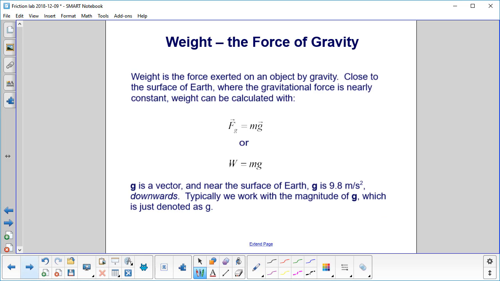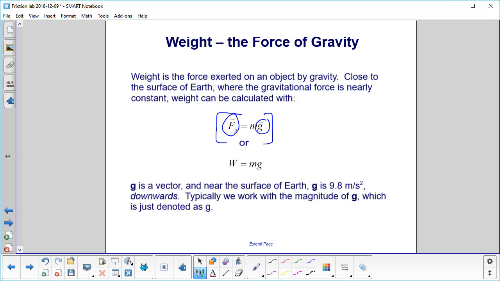Forces. Let's start with weight, which is due to the force of gravity. Close to the surface of the Earth, where the gravitational force is nearly constant, we can calculate weight as the force of gravity equals mg, and notice we're showing force of gravity as a vector, and also the acceleration due to gravity as a vector, because it does have direction, it's pointed down.